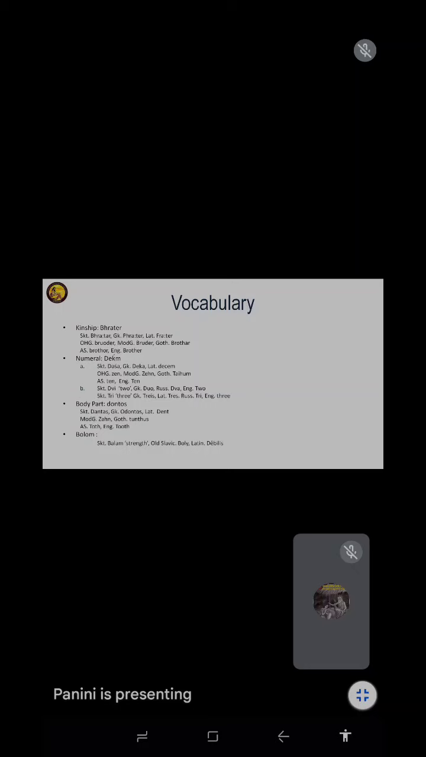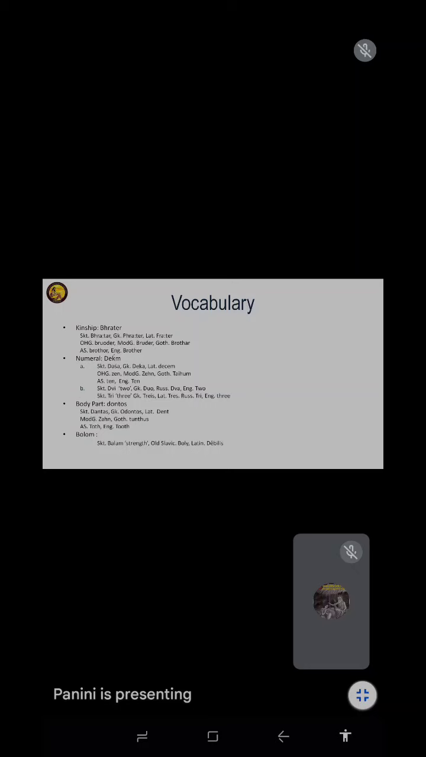The word dontas. Dontas means Sanskrit dantas, Greek odontas, Latin dent, which English has taken as dental. So English has mostly borrowed words from Latin and Greek. So you get dental, and Modern German Zahn, Gothic tunthus, Anglo-Saxon tooth, English tooth. You can see the change of sounds also in sequence.